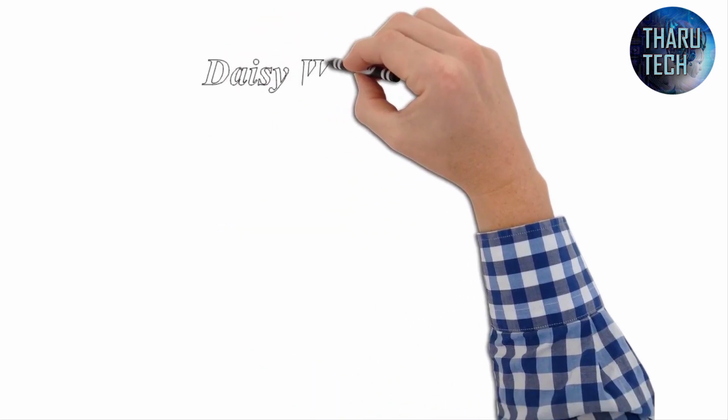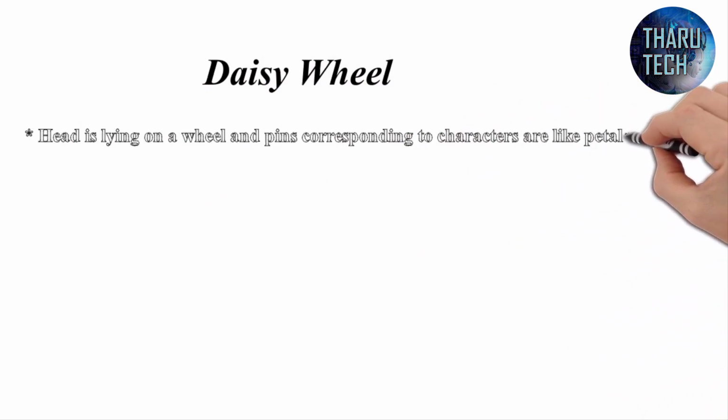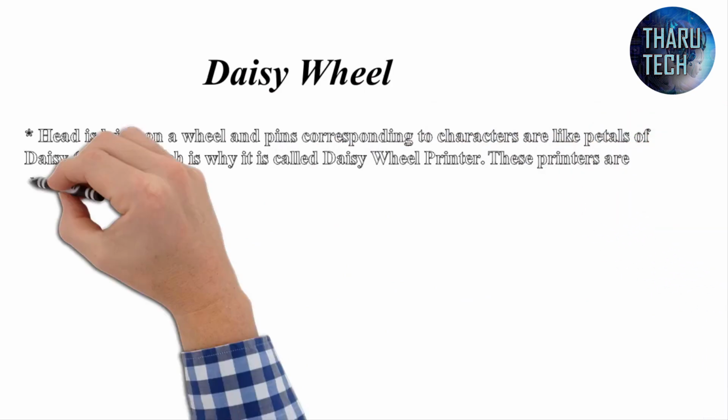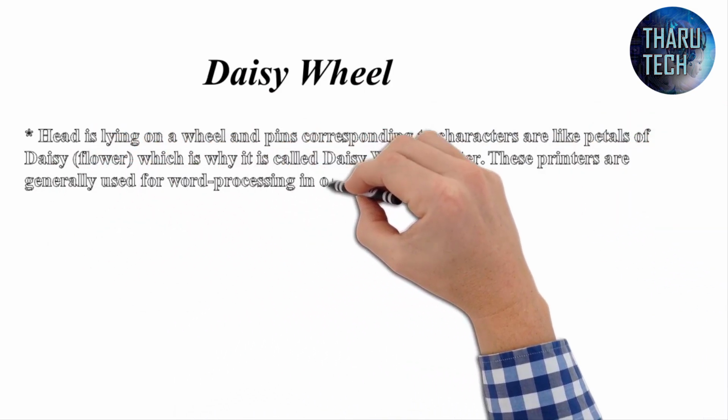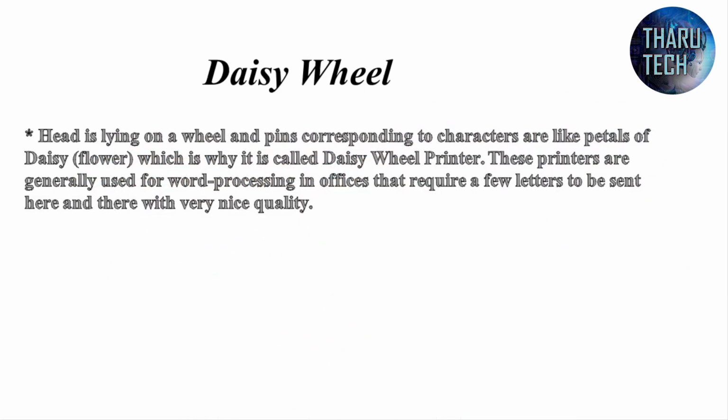Daisy wheel. The head is lying on a wheel and pins corresponding to characters are like petals of a daisy, which is why it is called a daisy wheel printer. These printers are generally used for word processing in offices that require a few letters to be sent here and there with very nice quality.